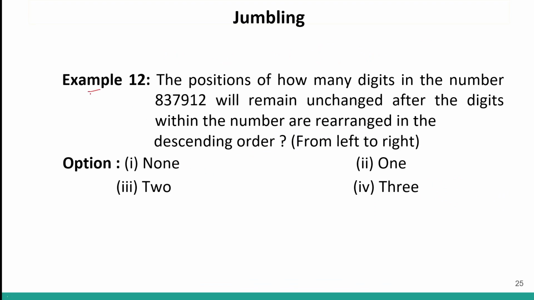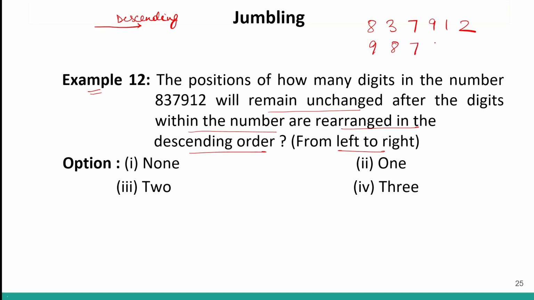Now, example 12. The positions of how many digits in the number will remain unchanged after the digits within the number are rearranged in the descending order from left to right. So from here to here, we have to arrange them in descending order. Okay, so the original number is what? 837912. Now let us arrange it in descending order. So if I arrange it in descending order, it will be what? 987321. This is descending order.